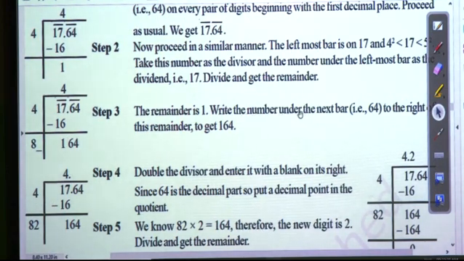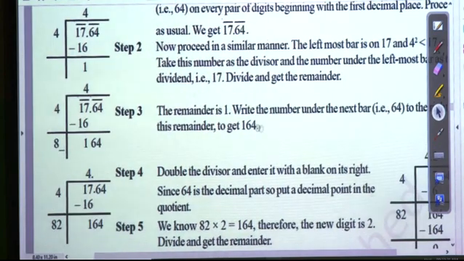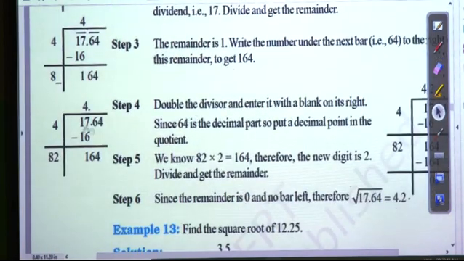Write the number under the next bar. Under the next bar, what is the number? That is 64. Write 64 to the right of this remainder to get 164, whatever I had explained you before this. Now double the divisor. Yes, we have doubled it. Double of 4 is 8, and enter it with a blank on its right. We have kept a blank here. Since 64 is the decimal part, so put a decimal point in the quotient. What happened? 64 is the decimal part which we are bringing down. We are putting a decimal point in the quotient. Here you can see a decimal point.